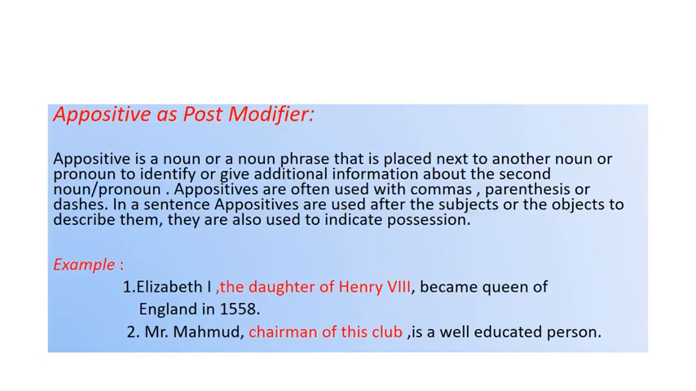Here in the first sentence, the red highlighted words, the daughter of Henry VIII, is an additional information about Queen Elizabeth I. So, it is an appositive which is used here as a post modifier of the noun Elizabeth I. In the same way, in the second sentence, the red highlighted words, chairman of this club, is also an additional information about Mr. Mahmood. So it is an appositive and it is used here as a post modifier of the noun Mr. Mahmood.